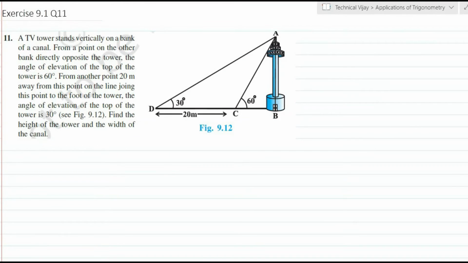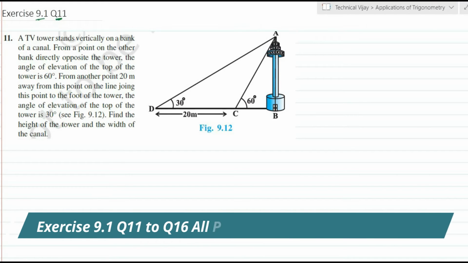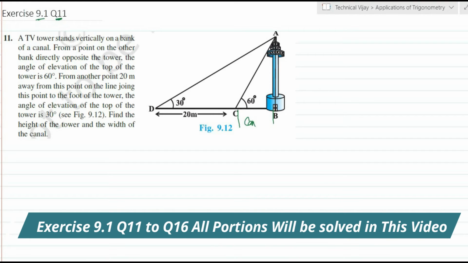So exercise 9.1, question number 11. A TV tower stands vertically on a bank of the canal. From a point on the other bank directly opposite the tower, the angle of elevation of the top of the tower is 60 degrees. So this is the canal, and this length is opposite to this TV tower, on the other bank of the canal. The angle of elevation will be 60 degrees.